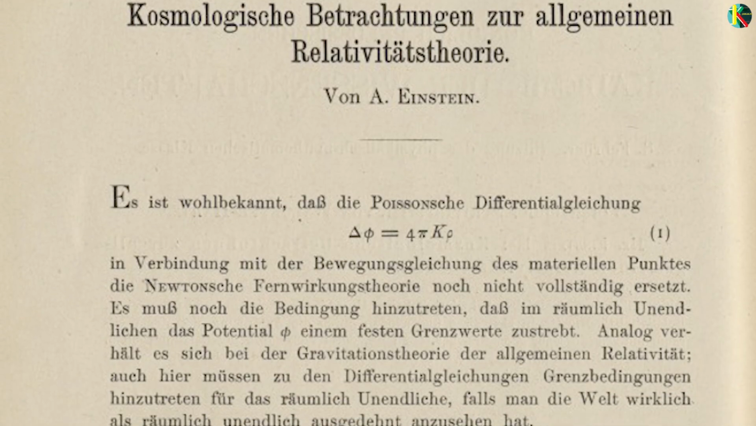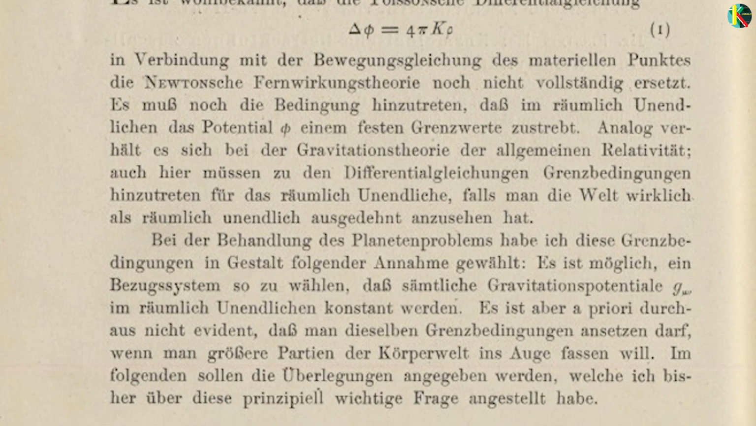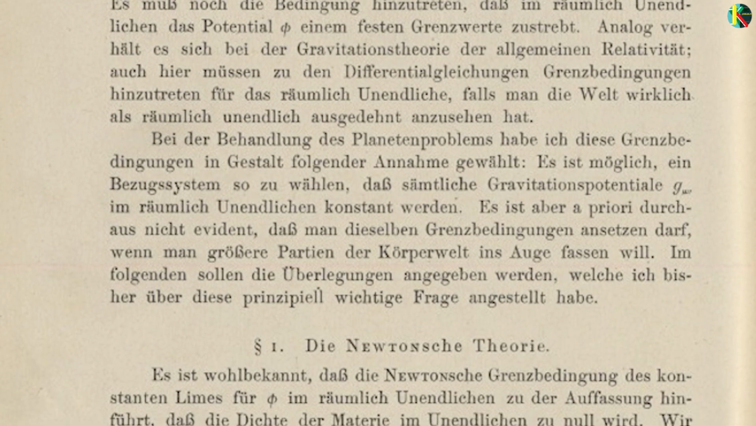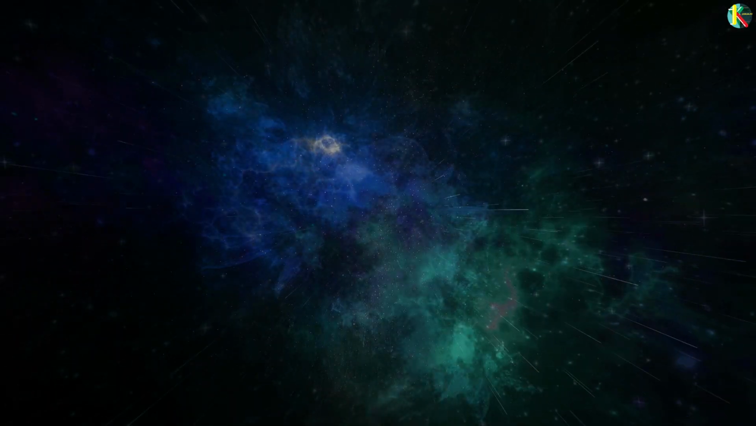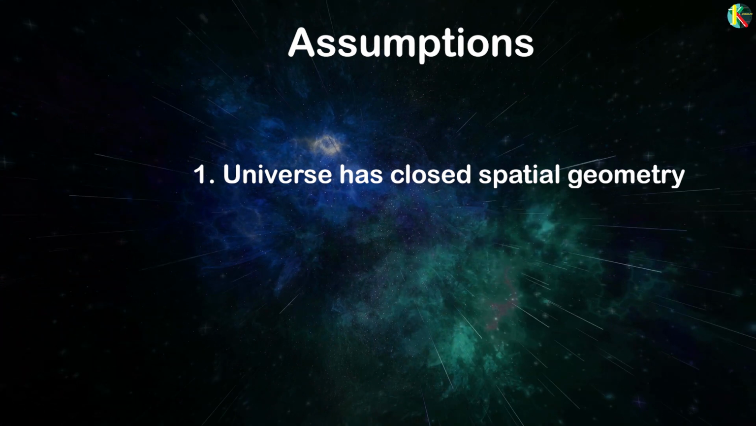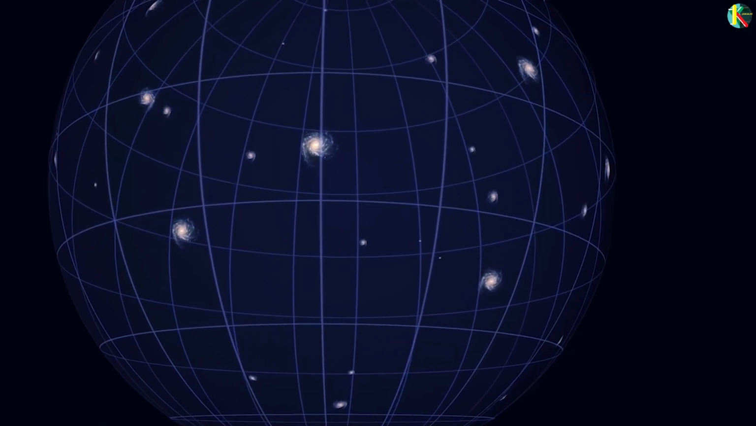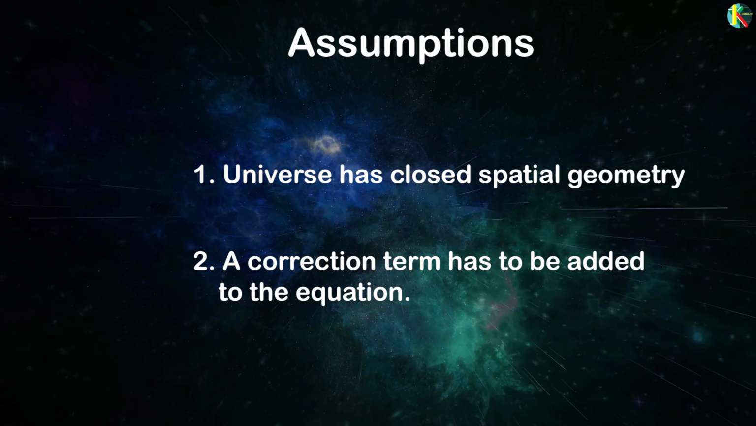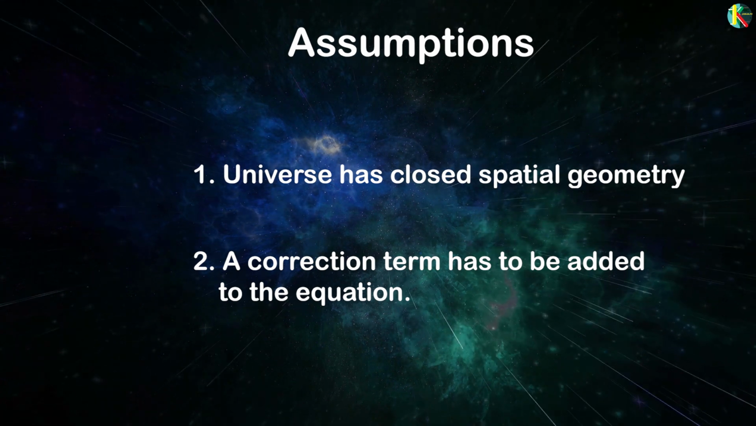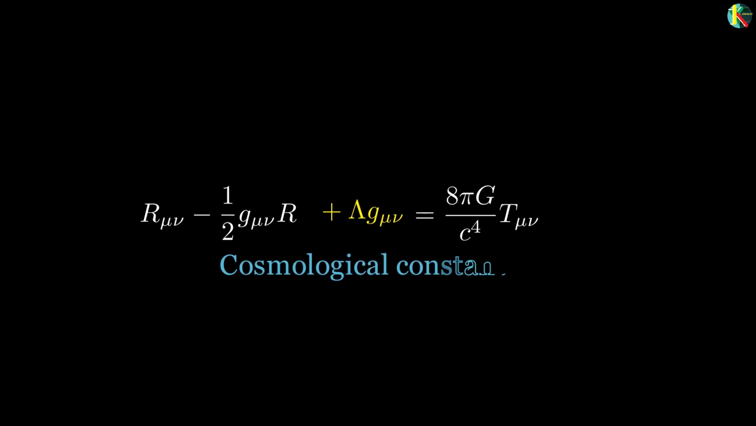In his seminal cosmological considerations paper of 1917, Einstein showed that general relativity could indeed give a consistent model of a static universe. However, two assumptions were necessary. First, the universe was of closed spatial geometry like a three-dimensional sphere and had no beginning or end in time. Second, a consistent solution needed the introduction of a new term to the field equations of relativity. This new term, represented by capital lambda, is named the cosmological constant.